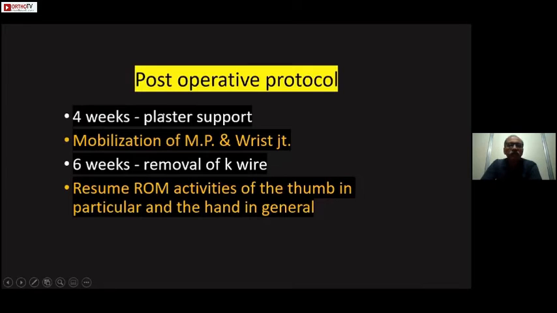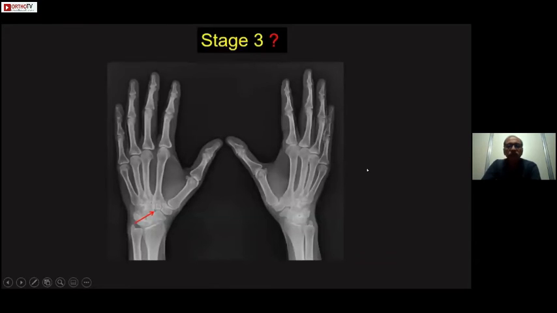Post-operatively, I give a plaster support for 4 weeks. I ask the patient to mobilize the IP joint of the thumb in that time. After 4 weeks, I remove the plaster and ask the patient to mobilize the wrist and the MP joint. At 6 weeks, I remove the wire and then ask the patient to do all the daily living activities at home with physiotherapy.